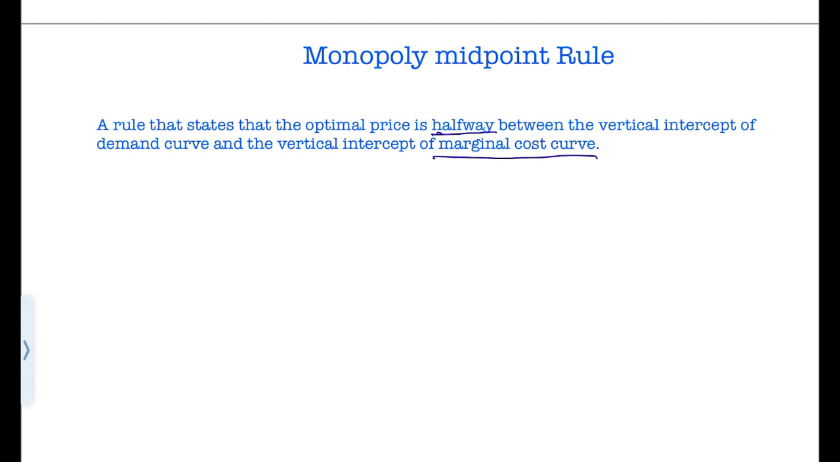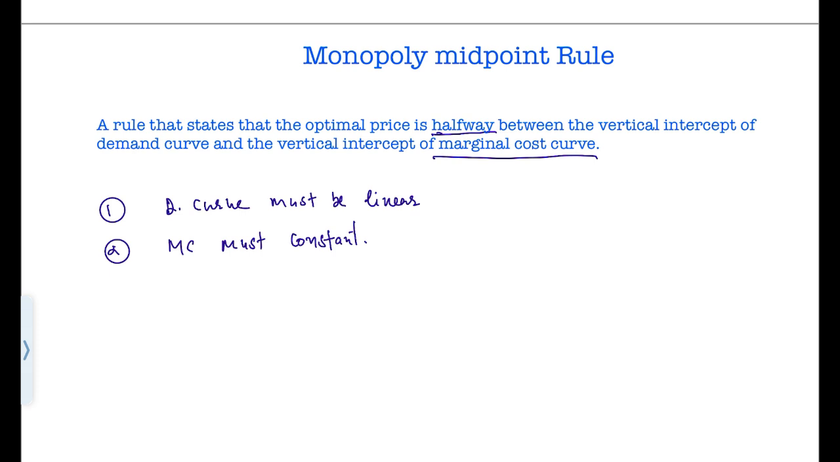The first condition is that the demand curve must be linear. And the second condition is that marginal cost must be constant. If any question meets these two conditions, then we can solve the monopoly price and the quantity through the midpoint rule.